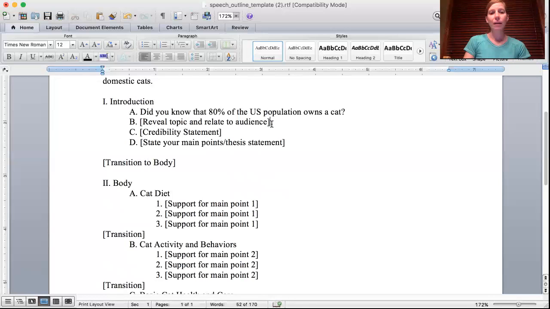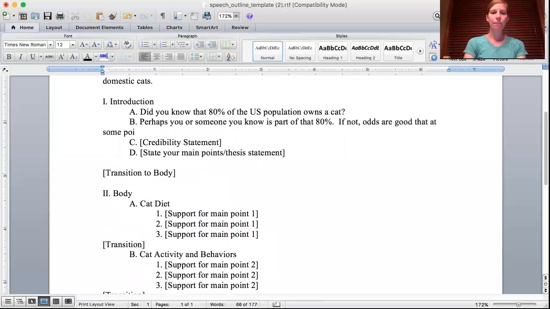So now we'll reveal our topic and relate to the audience. We kind of hinted at it, that the speech is probably going to be something about cats. But we can easily relate this to the audience because we've stated the statistic. So now we can say, perhaps you or someone you know is part of that 80%. If not, odds are good that at some point you will have contact with a cat. So it's important to know some basics.